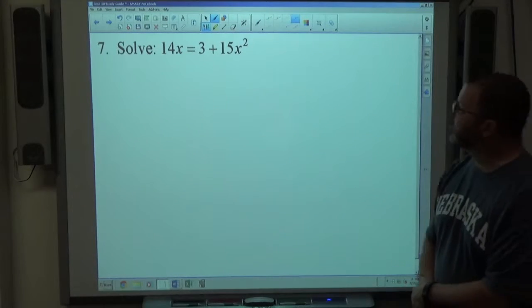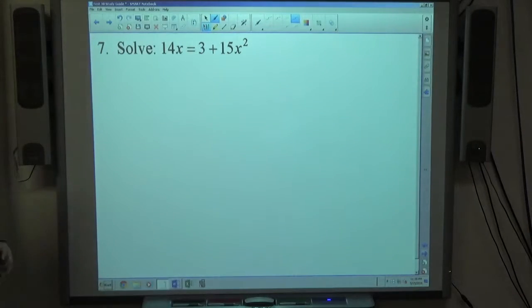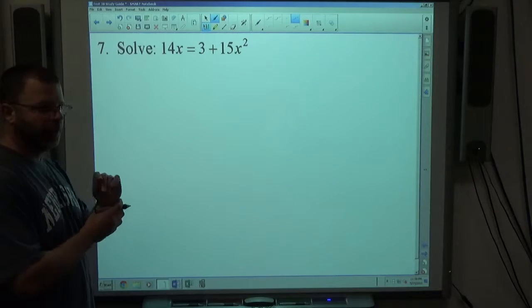Number 7, solving a quadratic equation. 7, 8, and 9 are all solving quadratic equations. We've learned 3 techniques for doing this. This one I'm going to use the quadratic formula. The second one we'll see when I get to it.